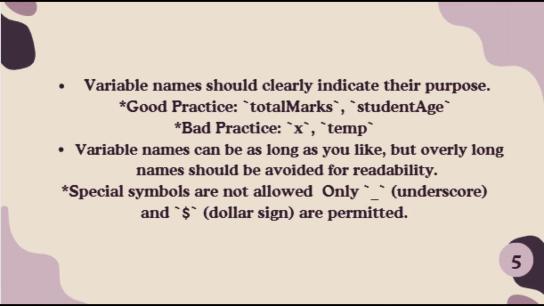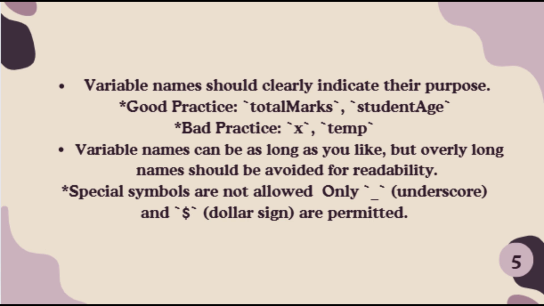The last rule was all about good practice and bad practice, in which the first point is to use meaningful terms. It means that variable names should clearly indicate their purpose. Avoid single letter or short names unless used for temporary or looping purposes. A good practice is to use total marks or student age rather than bad practice like the single letter X or the short word temp. Another point which you must consider is length limit.